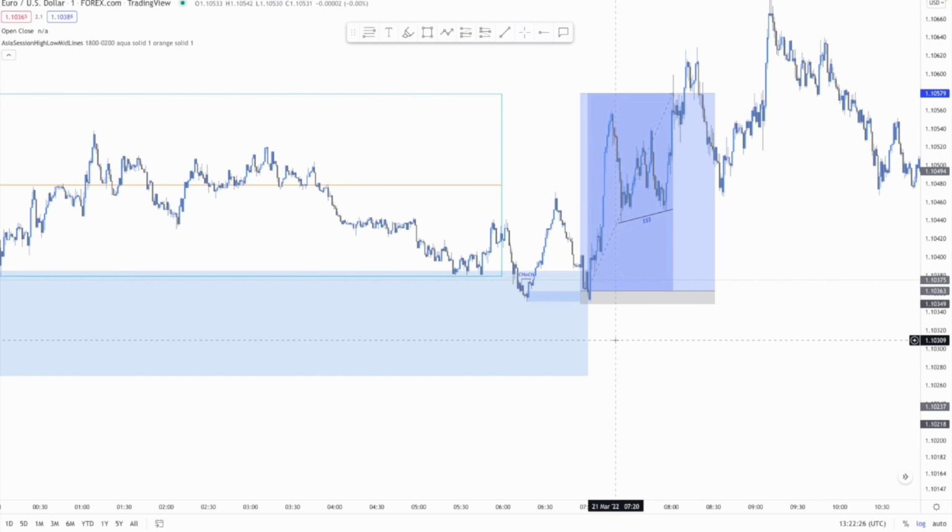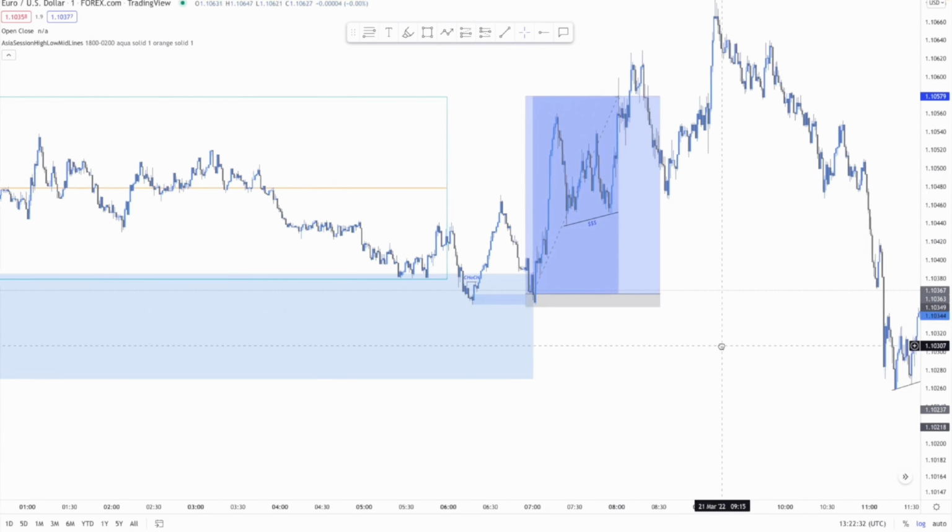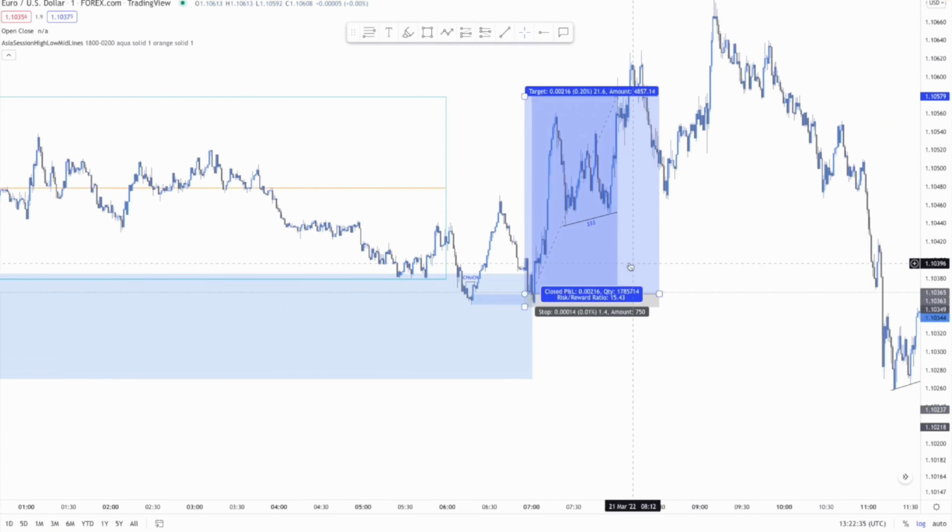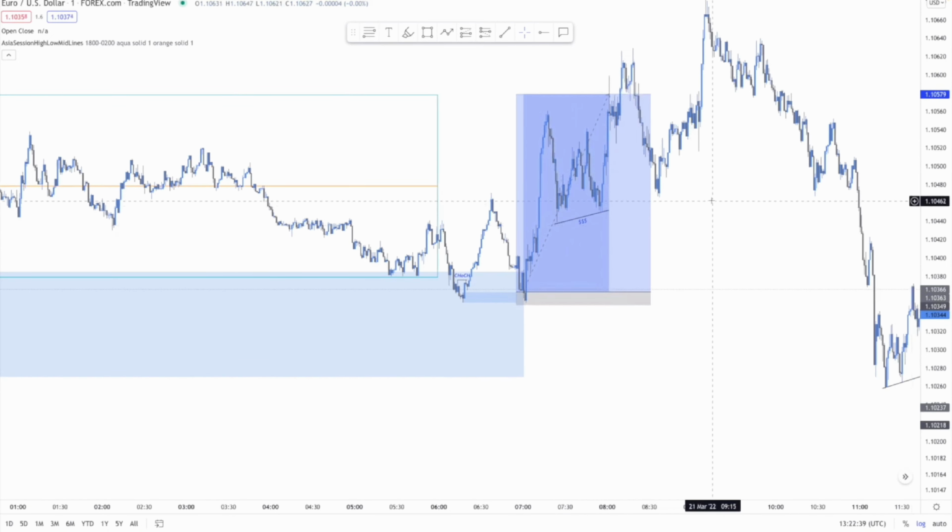You could expect price to come back, tapping into this demand zone and clearing the orders that were left in that imbalance, okay? Now, there's many other examples of liquidity. You can see here there's relatively equal lows. You could expect the price in the near future to come and take that.